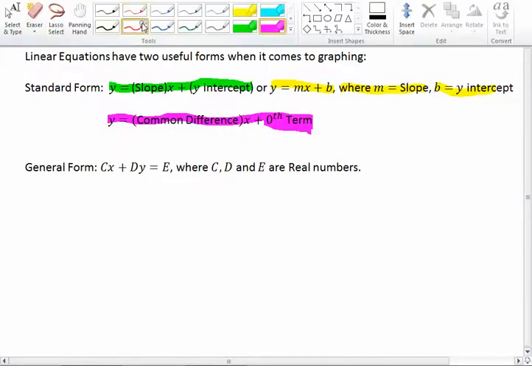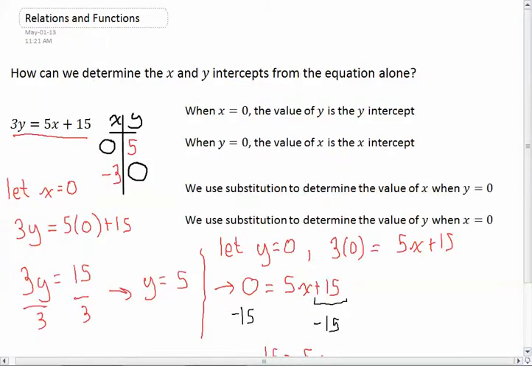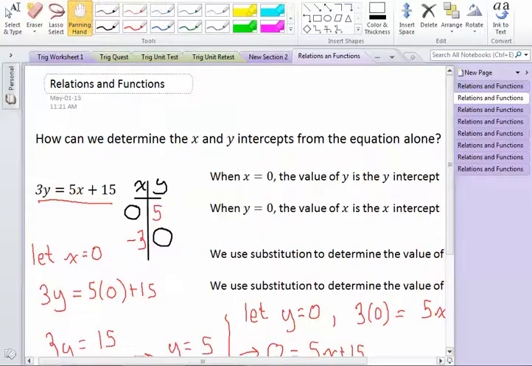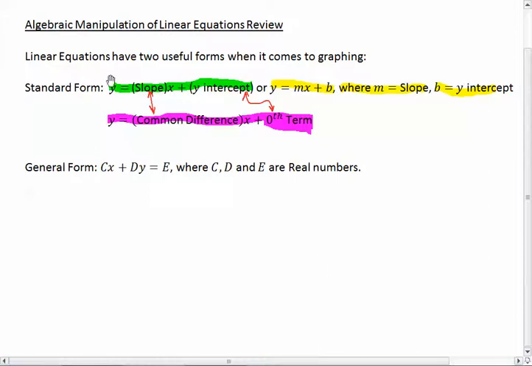Okay, so the connection here to see is that slope is the exact same as common difference, and the 0th term of a table of values is the exact same as your y-intercept. And by 0th term, what I mean is when your input is 0. So for instance here, we consider this to be the 0th term. When x is 0, y was 5, and that's the y-intercept. So let's go a little bit forward here. So these are all considered standard form.